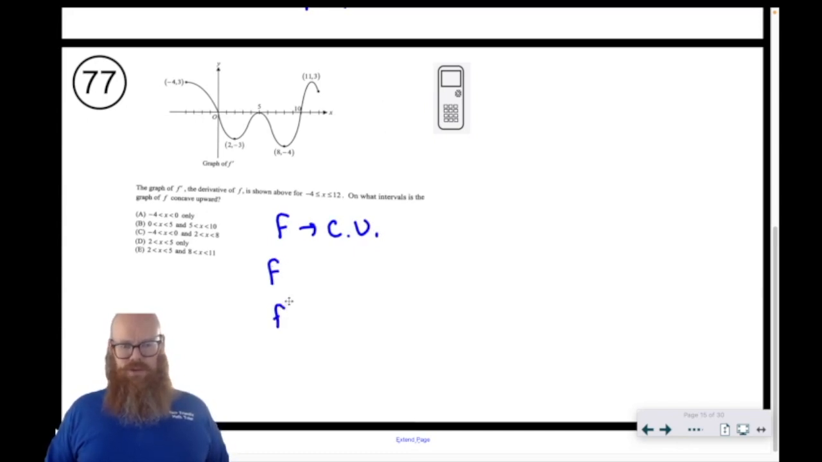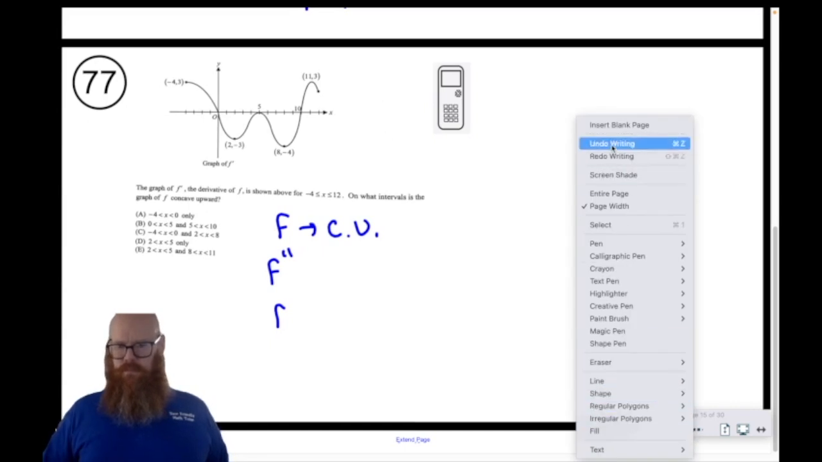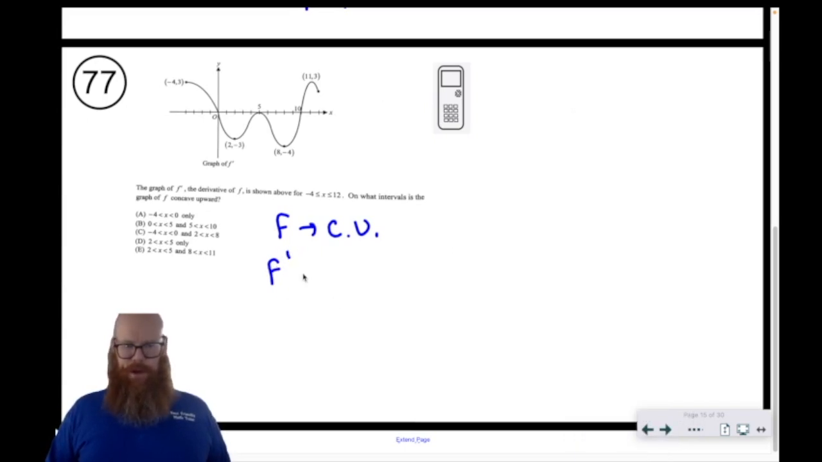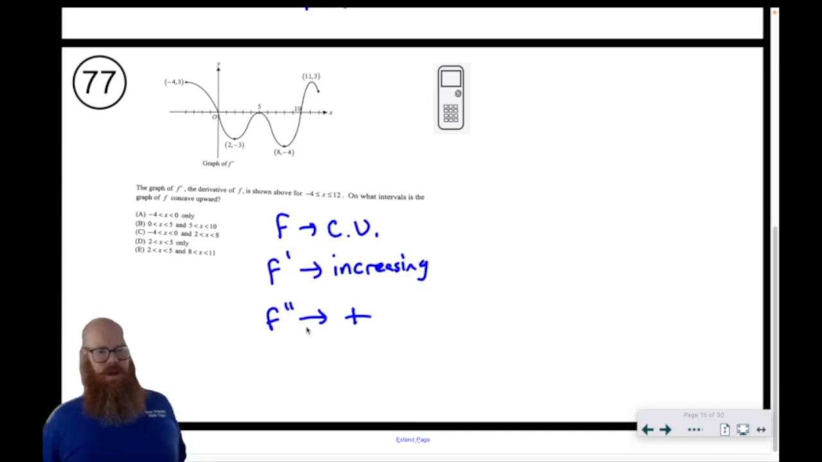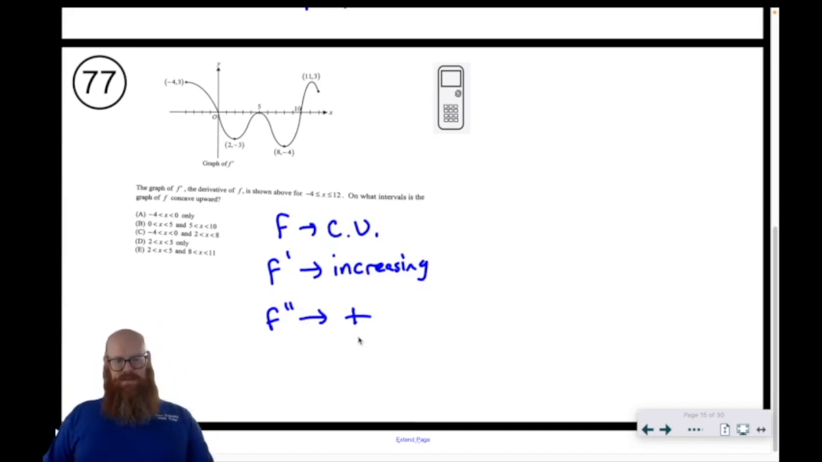I'll jump to f double prime first. Okay, f prime and f double prime. If I want something to be concave up, it means I want f double prime to be positive. And in order for f double prime to be positive, I want f prime to be increasing, because when a function is increasing, its derivative is positive. So if I work backwards, if the second derivative needs to be positive, then the first derivative needs to be increasing, which also means the original is concave up. So these are all equivalent statements.